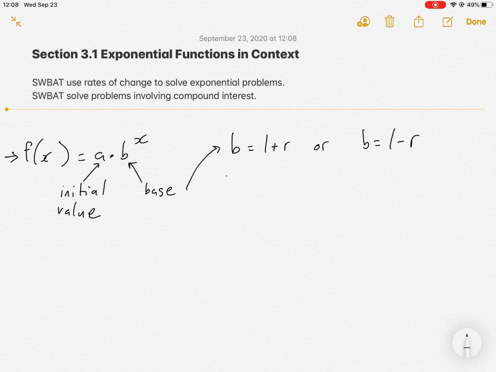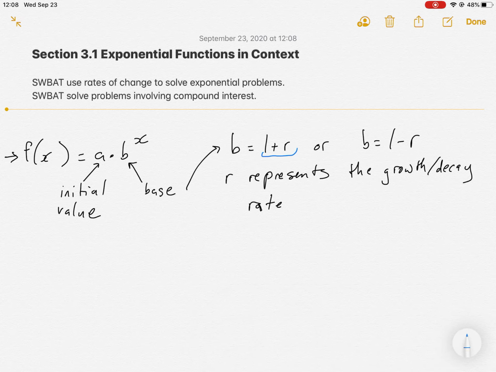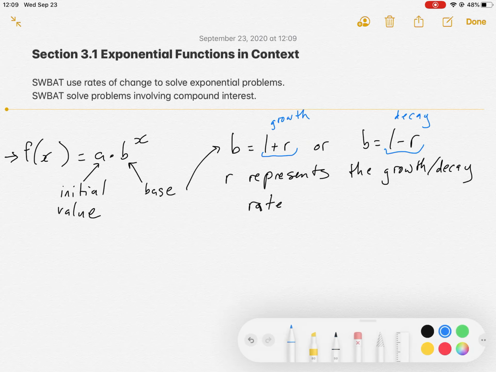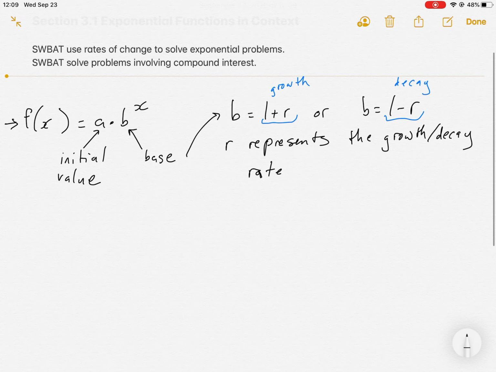And in this case, r represents the growth or decay rate of whatever we're looking at. So in this case, if I had a 1 plus r, that would be growth. And if I had a 1 minus r over here, that would be decay. So here's what we mean. Let's take a look at an example right off the bat to try to wrap our heads around this.